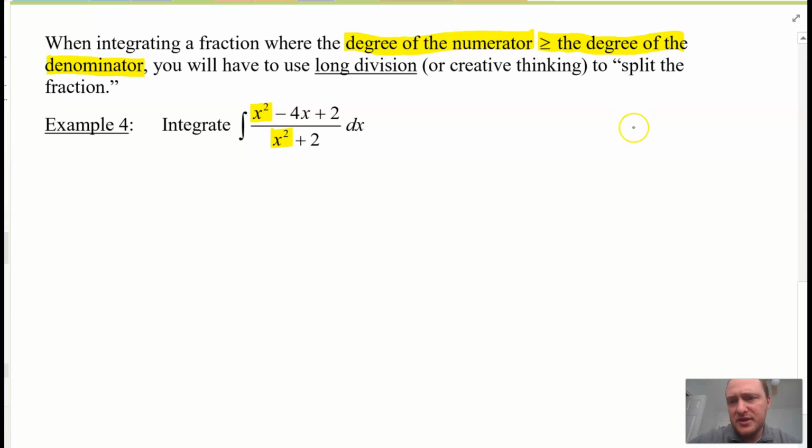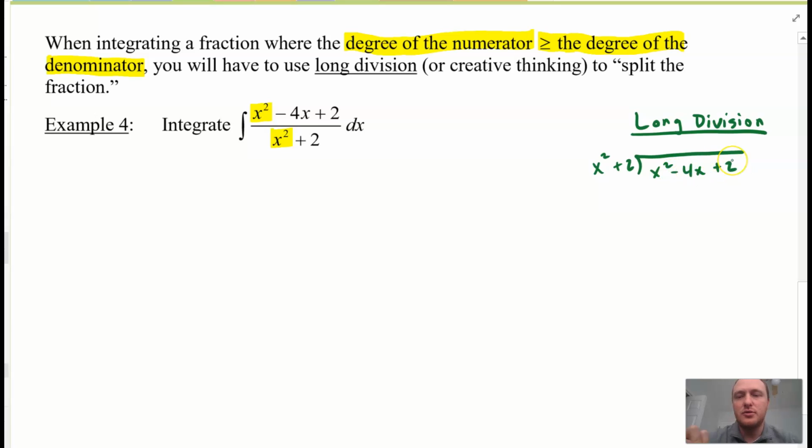So over here off to the side, I'll write long division. And I know you guys love long division. It's the greatest long division. And it's not so bad. So I write the divisor out here, x squared plus 2, divided into the dividend, x squared minus 4x plus 2. Okay, and I'm going to go ahead and divide.